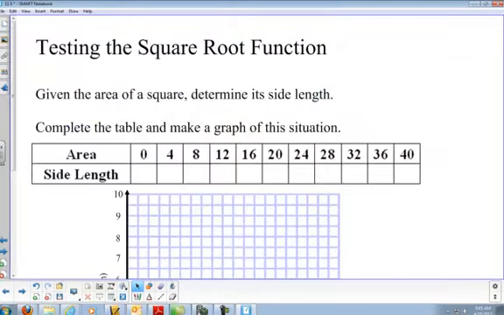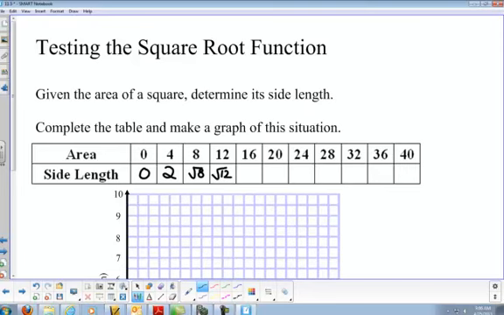So next up, we're going to do a little story problem. Given the area of the square, determine its side length. So if we complete the table, if the area of a square is 0, the side length would be 0. A 2 by 2 gives 4. What times what gives 8? That would be the square root of 8 times the square root of 8. What times what gives 12? That would be the square root of 12 times the square root of 12.